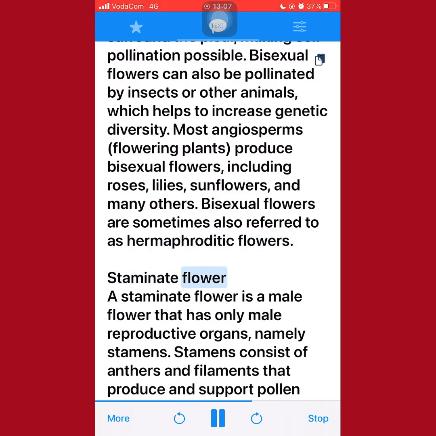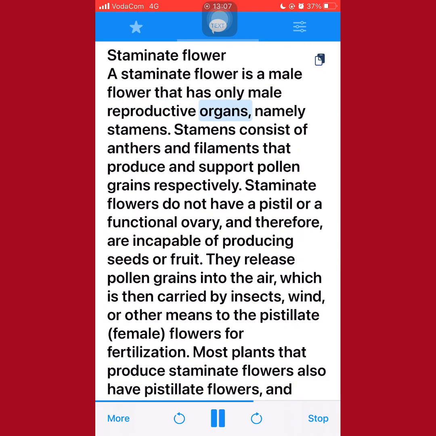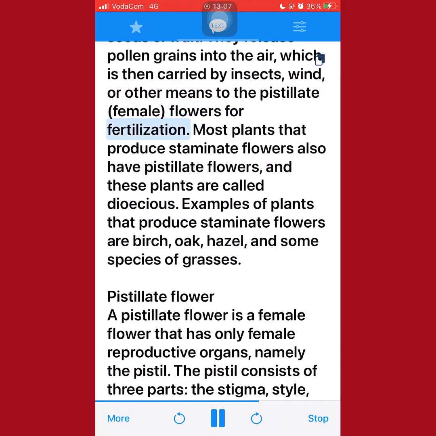Staminate flower. A staminate flower is a male flower that has only male reproductive organs, namely stamens. Stamens consist of anthers and filaments that produce and support pollen grains respectively. Staminate flowers do not have a pistil or a functional ovary, and therefore, are incapable of producing seeds or fruit. They release pollen grains into the air, which is then carried by insects, wind, or other means to the pistillate, female, flowers for fertilization.